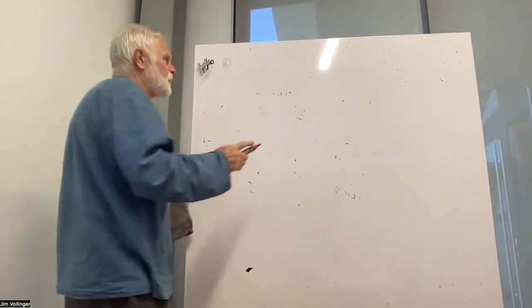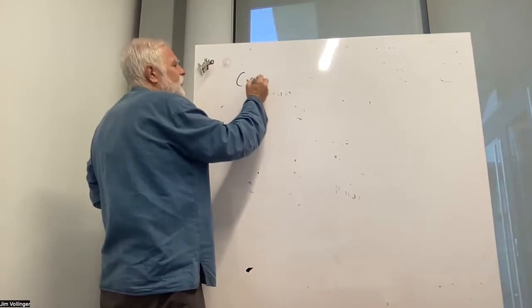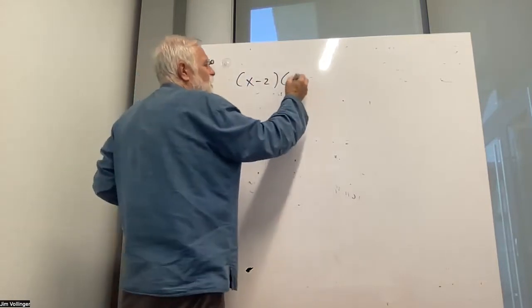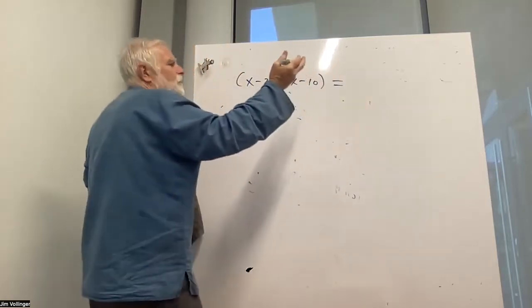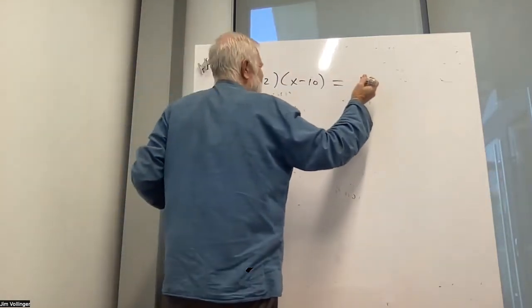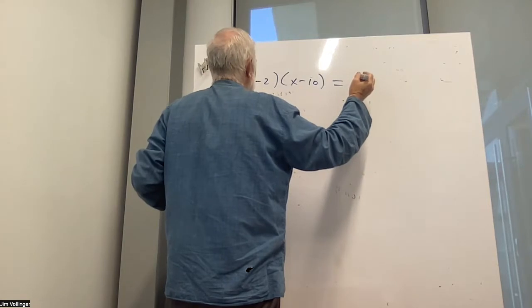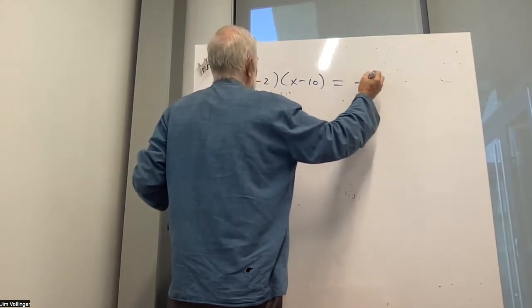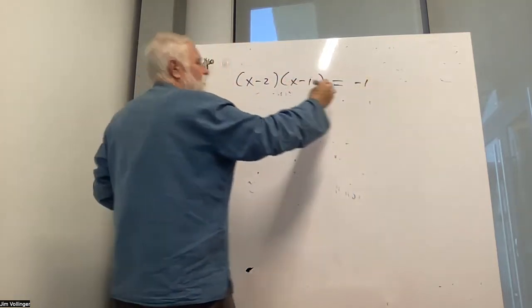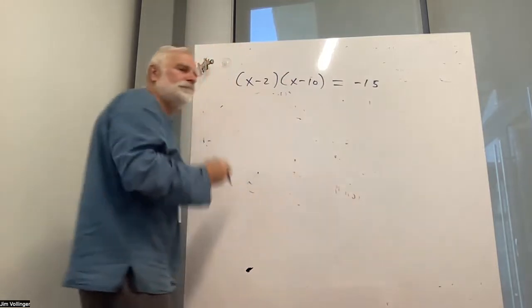So what's another one? Another one could have been something like x minus 2. I think I did this one. X minus 10, something like that. And let's let that equal to negative 21. So I did the right thing here. 3, no, negative 15. So then 3, yeah, that works pretty good.